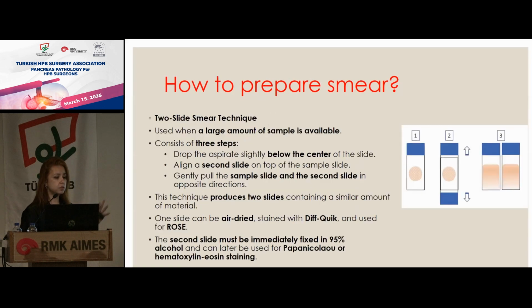The other one is the two slide smear technique, used when we have a large amount of sample. Here we use two slides: we aspirate onto the slide below the center and align a second slide on top of the sample. We gently pull the sample slide and the second slide apart. With this technique, we are able to obtain two slides containing a similar amount. One we use for Diff-Quik rapid on-site evaluation, and the second slide we immediately fix in alcohol, and later use for Pap staining.